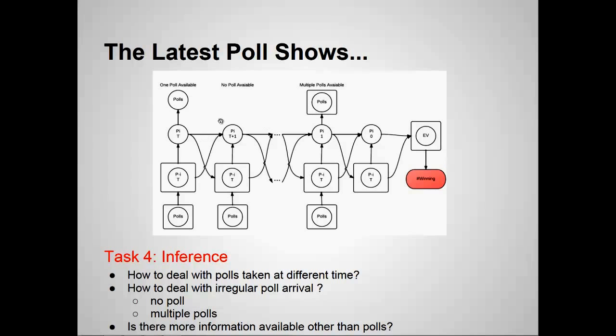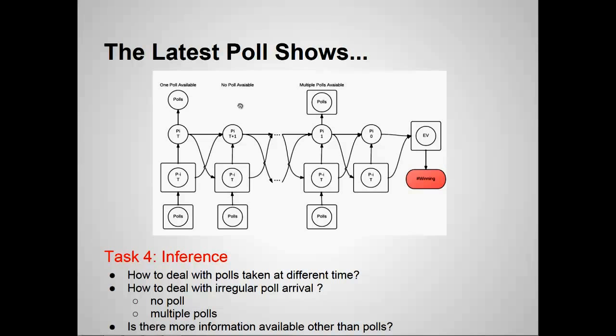Then you have a bit of a problem here because the polls are irregular. You can have polls that are taken at different times. Obviously, they should have different weights. The older polls should have lower weights, and the newer polls should have higher weights. Also, polls do not arrive regularly. It's not like every day you get a poll. Sometimes you get one poll, sometimes no poll, sometimes multiple polls. So how do you deal with that? Obviously, the inference made on multiple polls should be much more accurate than on a day when you don't have any poll.